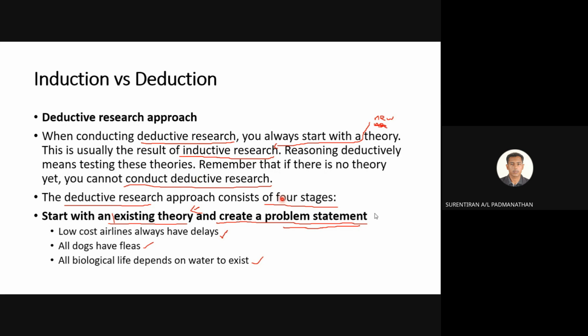Okay, so remember that if there is no theory yet, you cannot conduct deductive research. You should remember this, right? To conduct a deductive research, you must have an existing theory or existing formula. Then only you can do a deductive research. So the deductive research approach consists of 4 stages, right? Start with an existing theory and create a problem statement.